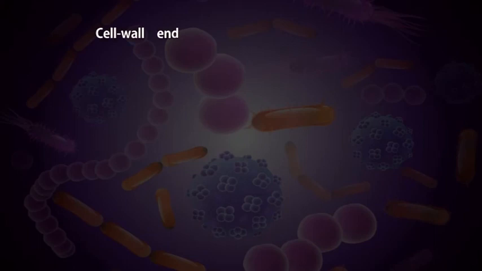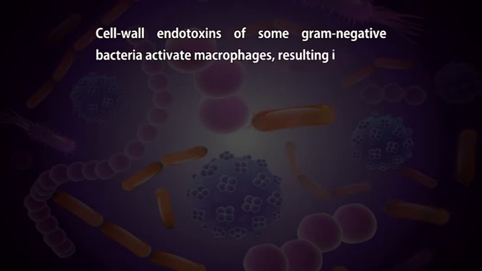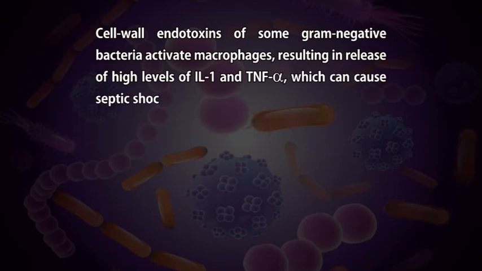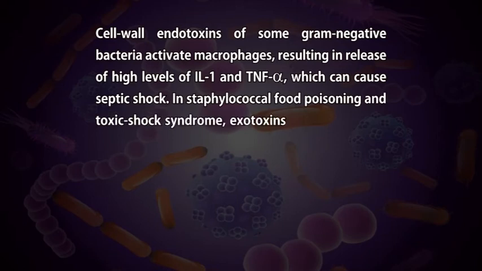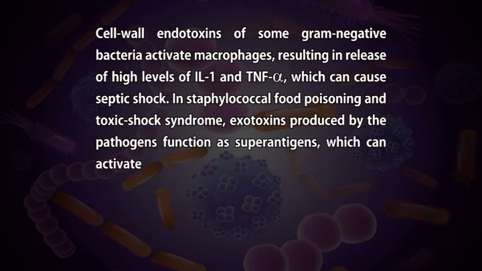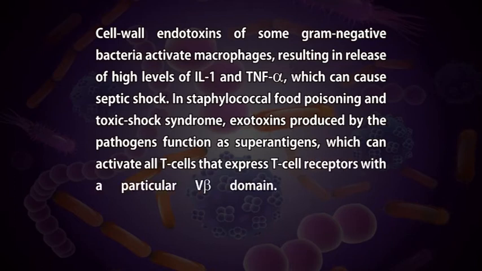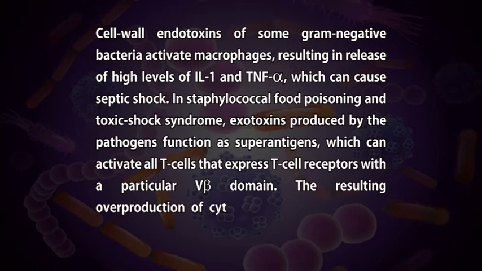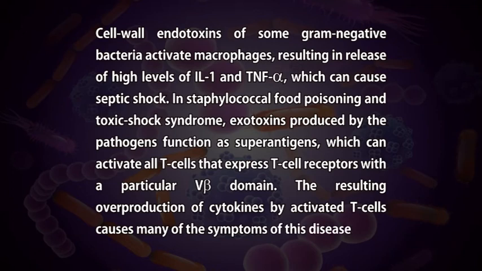Cell wall endotoxin of some gram-negative bacteria activates macrophages, resulting in the release of high levels of interleukin-1 and TNF-alpha, which can cause septic shock. In staphylococcal food poisoning and toxic shock syndrome, exotoxins produced by the pathogens function as superantigens, which can activate all T cells that express T cell receptors with a particular V-beta domain. The resulting overproduction of cytokines by activated T cells causes many of the symptoms of these diseases.